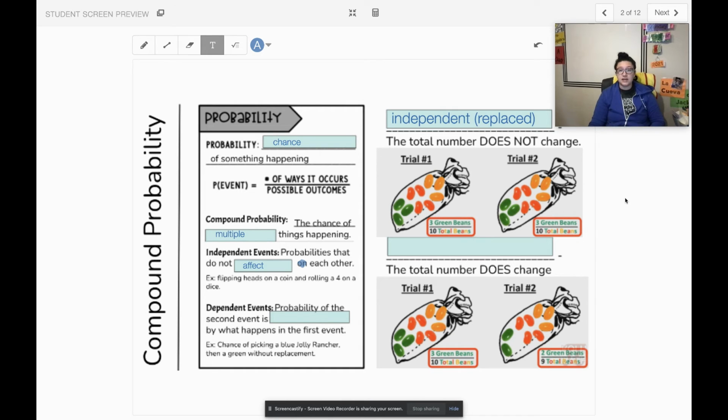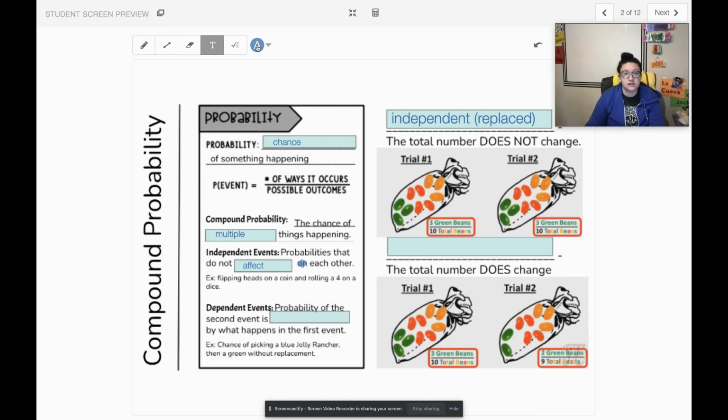Or independent could also be like if you have a spinner and a dice. My spinner, whatever number I get there, it doesn't change what number I'm going to roll on the dice. Those are two completely separate things.